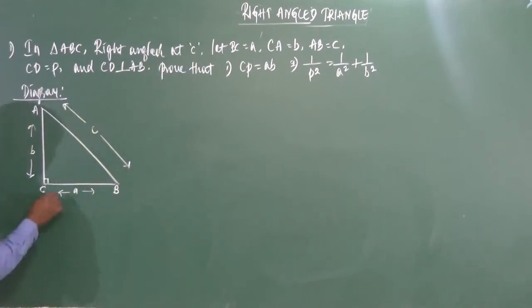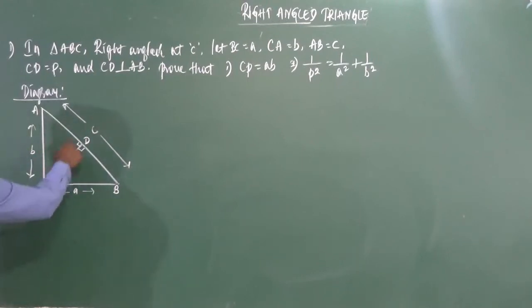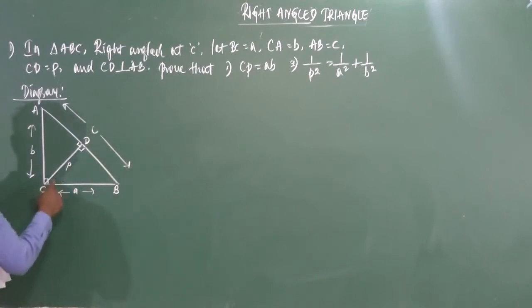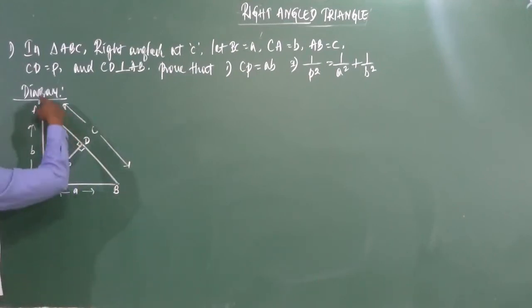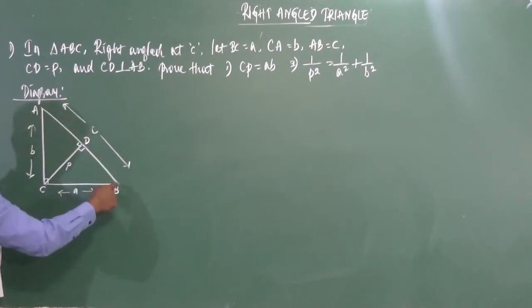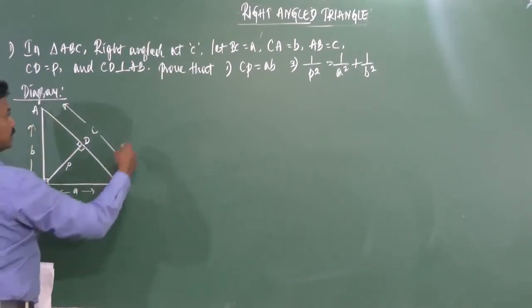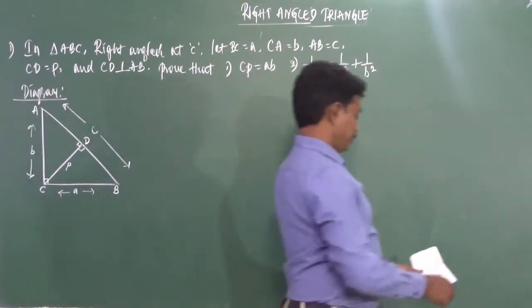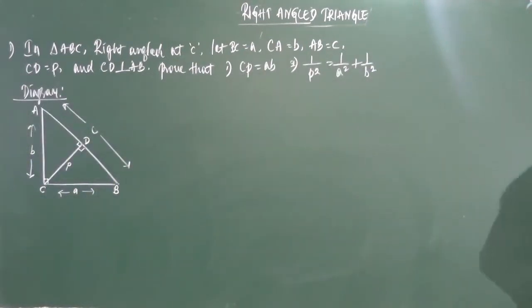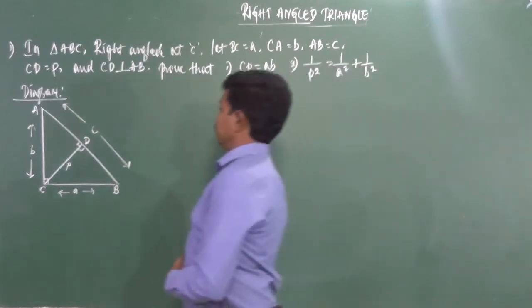And CD is equal to p. CD is drawn perpendicular to AB as mentioned. So CD is equal to p, right, small letter p. CD perpendicular to AB, it is mentioned here. So prove that cp is equal to ab, that is c into p is equal to a into b. So we will prove that first and then we will look into the second one. 1 by p square is equal to 1 by a square plus 1 by b square, right.